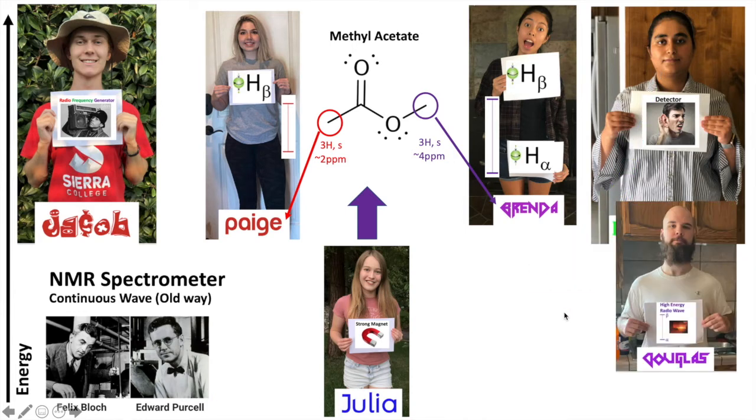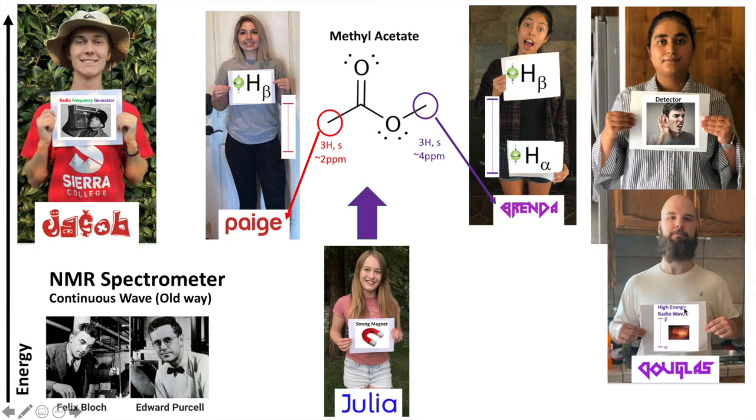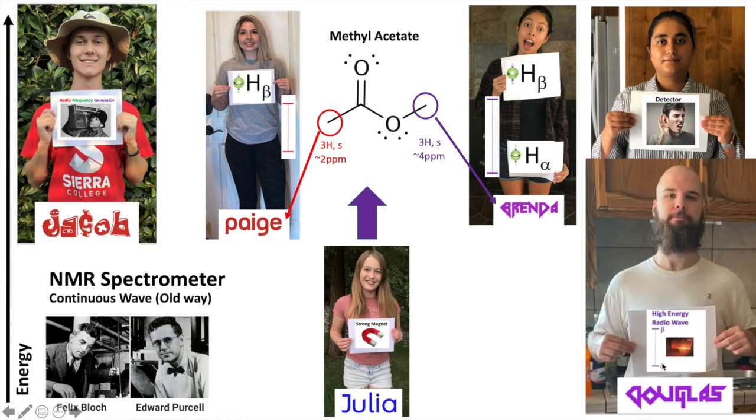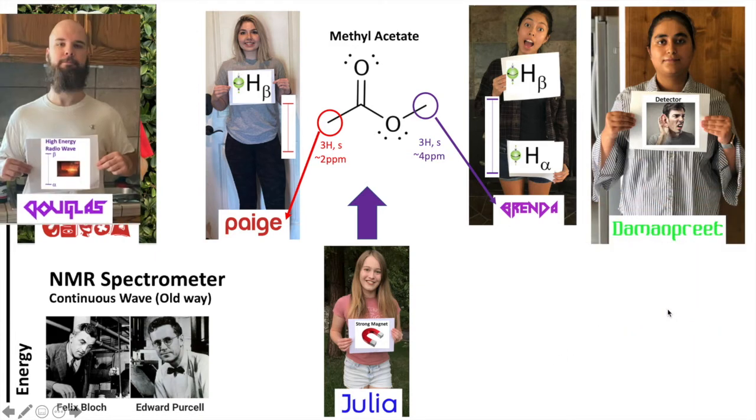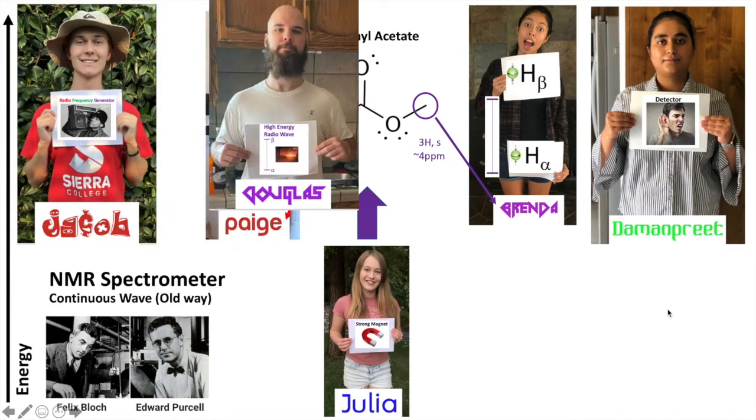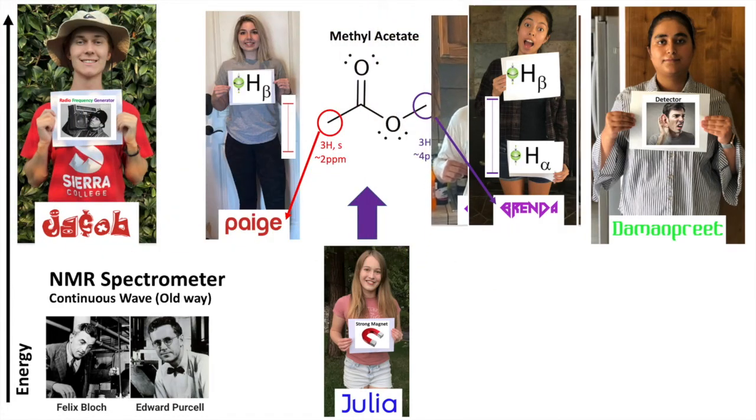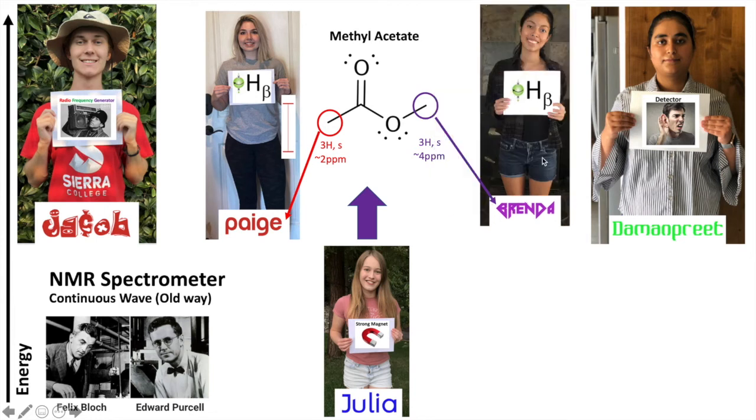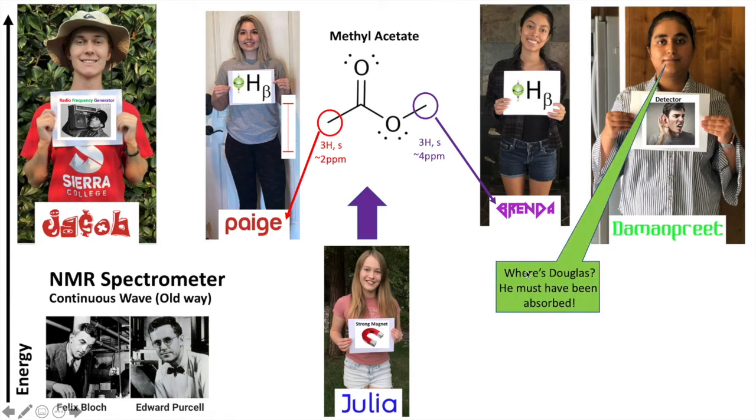Next up, we have Douglas and his high energy radio wave. And I got Ronnie James Dio to represent that, the classic heavy metal band. So, yeah, he's higher energy, huh? Oh, yeah, looks like he was the right energy to excite Brenda. So Brenda's alpha spin state is going to be excited to the beta. And where's Douglas? He must have been absorbed. Yep, so Damanpreet had Douglas be absorbed.